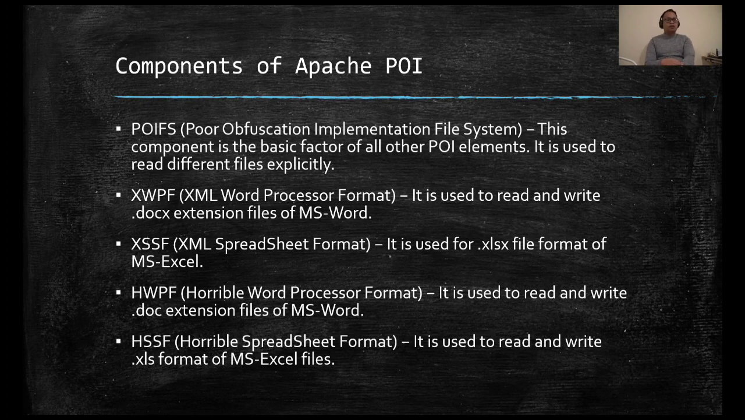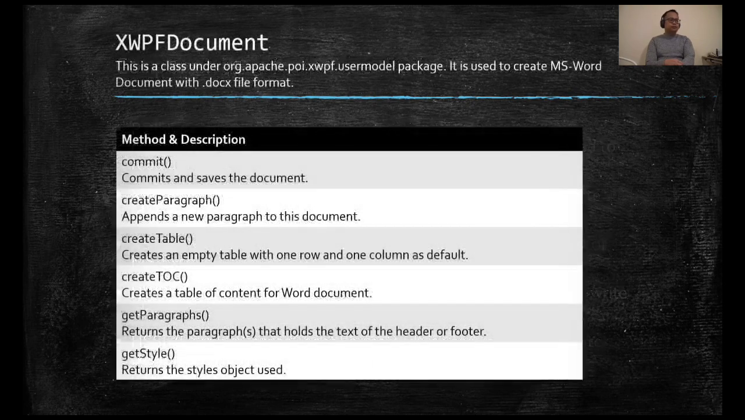Now, if you're curious about the older versions like .doc or .xls, you can still use the HWPF, or Horrible Word Processor Format, and HSSF, or Horrible Spreadsheet Format, for .xls. So it is still possible to read and write older formats of Microsoft Excel and Word. Here are some of the classes that are included in Apache POI.